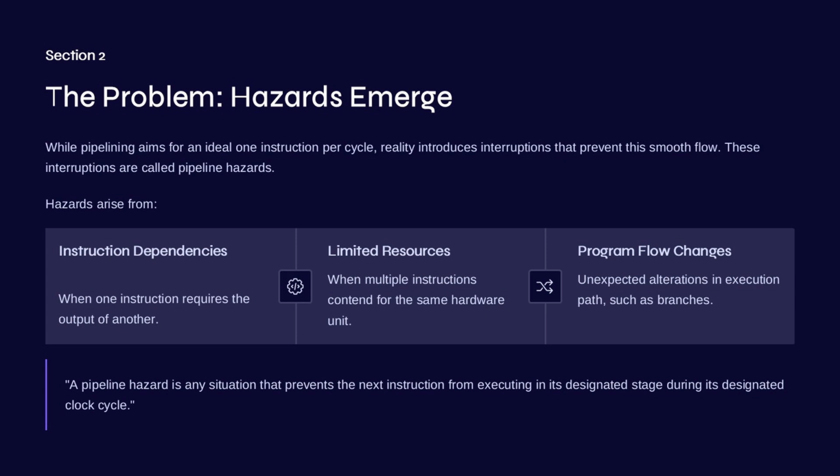But as you know, reality doesn't always match ideal. Problems emerge when instructions depend on each other. Resources are limited. The program flow suddenly changes. These interruptions are called pipeline hazards.